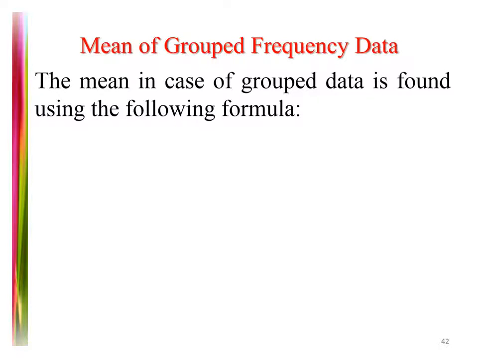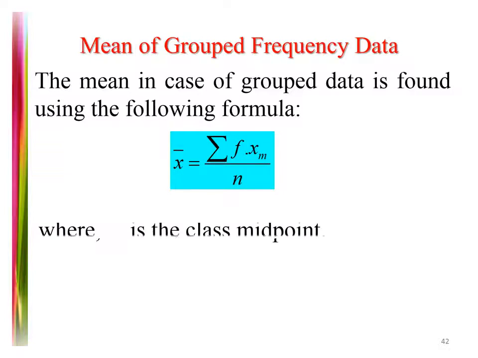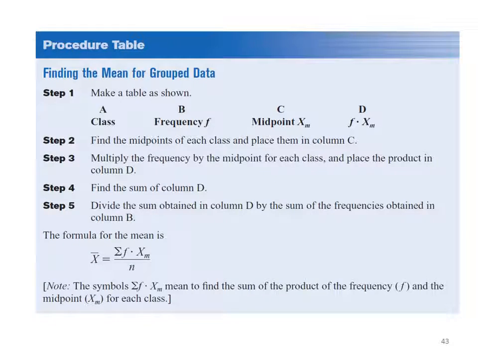And also the mean of grouped frequency data. Suppose they give a frequency table; this is how to calculate the average. Our formula is x bar equals the summation of f times xm divided by n. Here n is the summation of f, f is the corresponding frequency, and xm is the class midpoint.